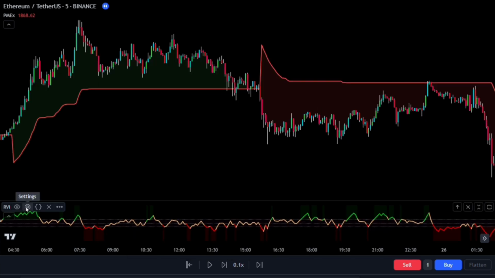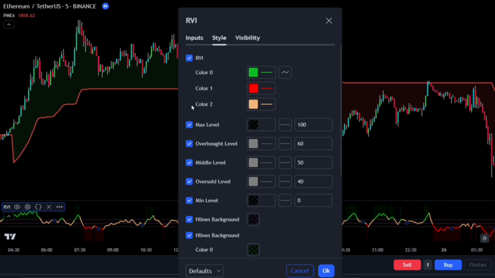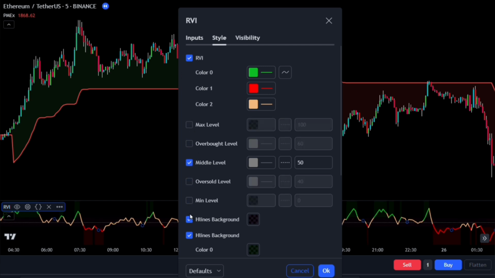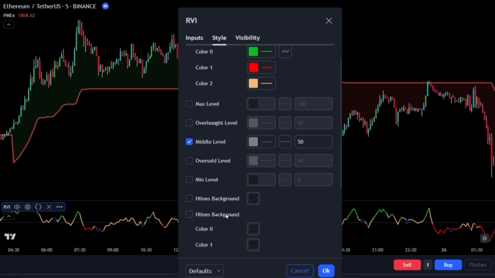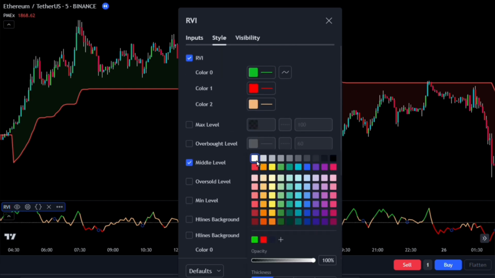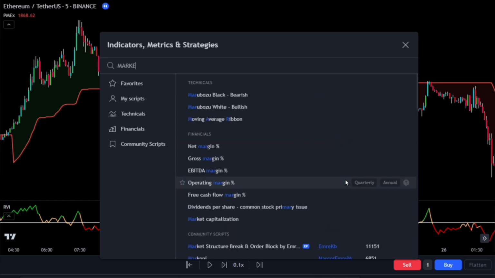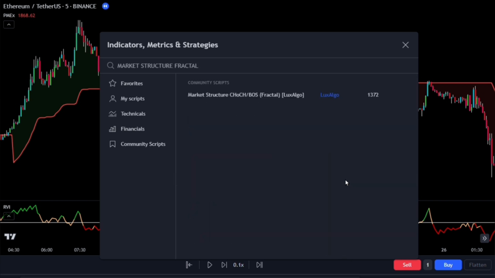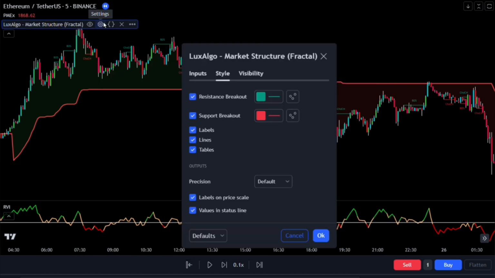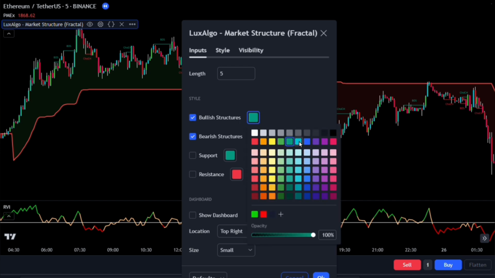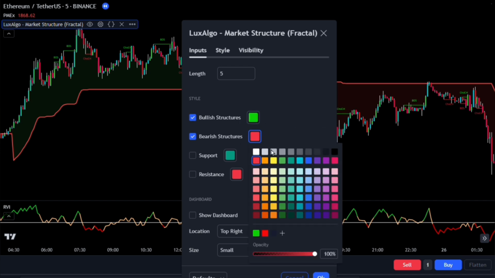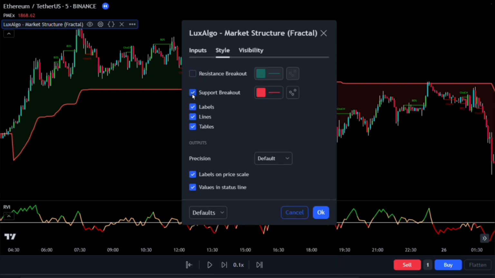To optimize it, we need to adjust the style settings. Simply uncheck all the options except for the RVI and the middle line. We'll also make the middle line more visible so it's easier to see. Lastly, our third indicator is the market structure fractals by Lux Algo. To make it work better, play around with the colors in the input settings until they're clear to you. Then, in the style options, uncheck the first 2 boxes.